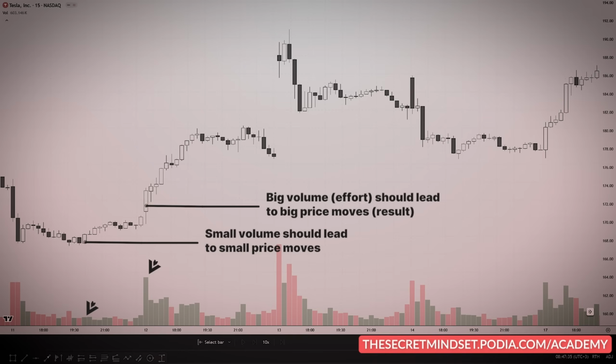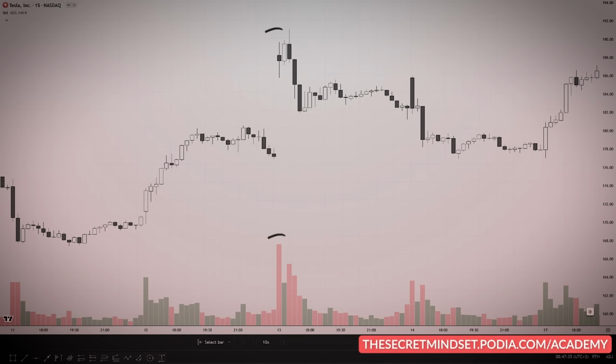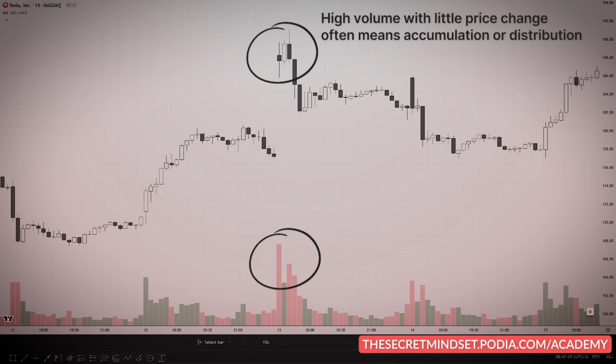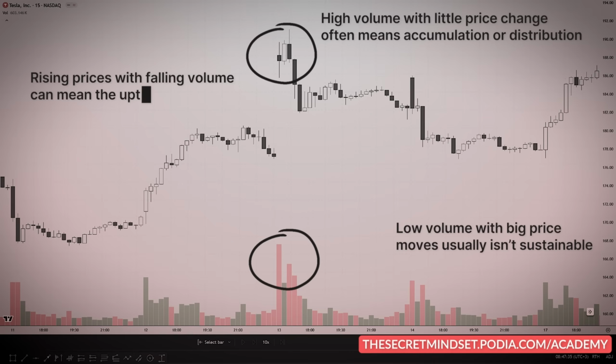Small volume should lead to small price moves. If there's a mismatch, it can signal a change coming. High volume with little price change often means accumulation or distribution. Low volume with big price moves usually isn't sustainable. Rising prices with falling volume can mean the uptrend is weakening.